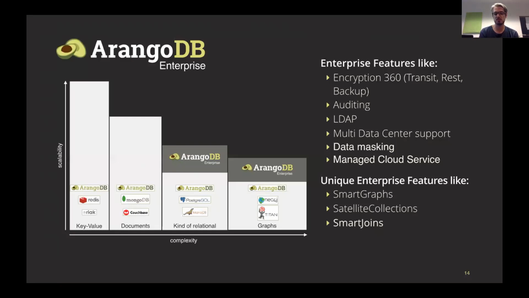Our motto is to provide the same flexibility you have on a single instance also on a cluster. So we came up with the idea for smart graph satellite collections, and now with 3.5 smart joins. These are features to minimize the network latency during query processing, and that you get close to the performance of a single instance, even if you have the need to go to a cluster, either because you want the high availability characteristics of a cluster, or just because your data set doesn't fit on one machine anymore.